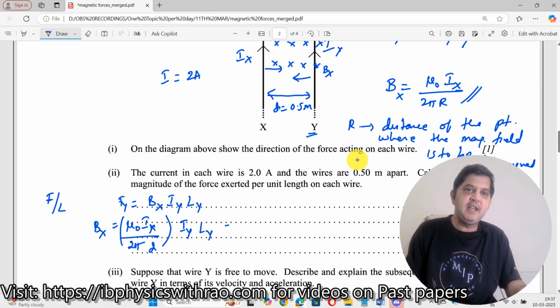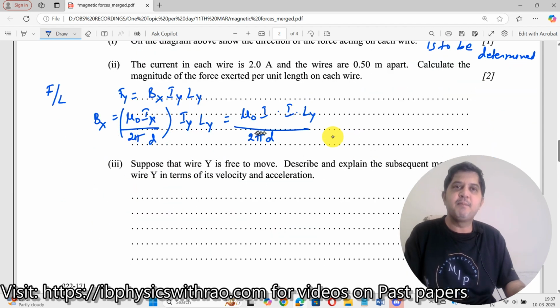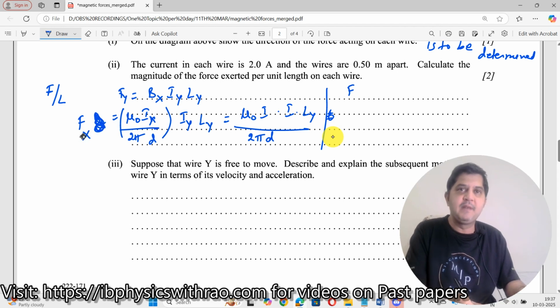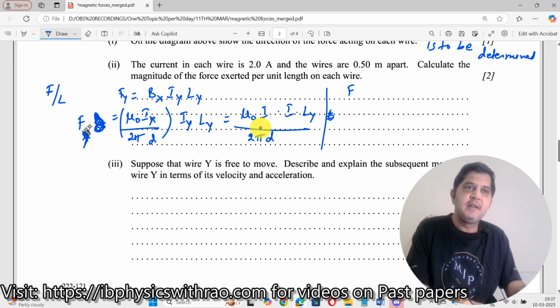When I do this, what do I get? We know that Ix is equal to Iy is equal to I. Let me substitute all of them. So I get mu naught I into Ly divided by 2 pi d. I get this value. Then I will simplify this one, which should now be equal to, this is your force. Which force is this? Fy, I'm sorry. This is your Fy over here. Fy is equal to so much.